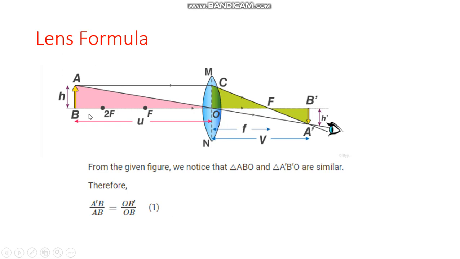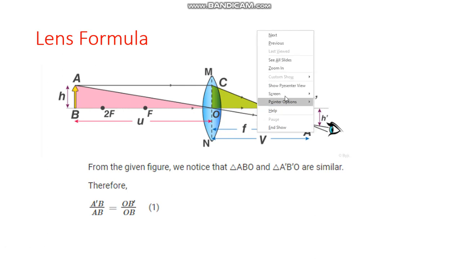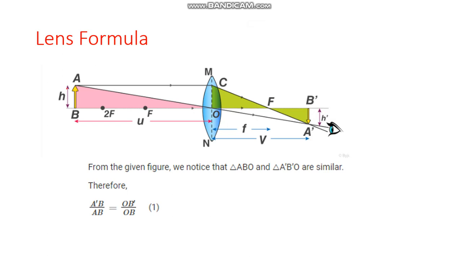So for this, what we do is, if you see here, triangle ABO and triangle A'B'O, this triangle.